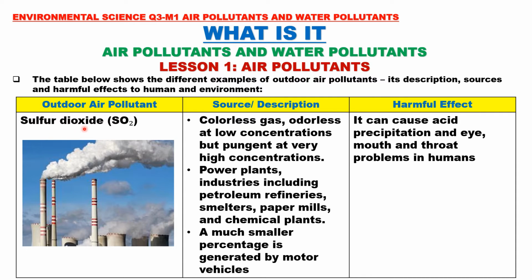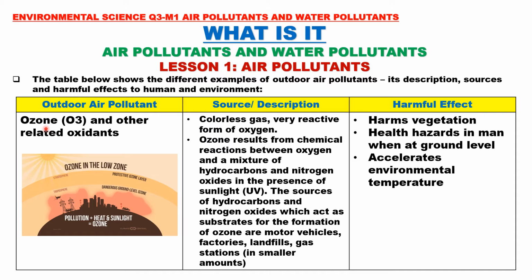Next, sulfur dioxide or SO2. It's a colorless gas, odorless at low concentrations but pungent at very high concentrations. Sources are power plants and industries including petroleum refineries, smelters, paper mills, and chemical plants. A much smaller percentage is generated by motor vehicles. Harmful effect: it can cause acid precipitation or acid rain, and eye, mouth, and throat problems in humans.